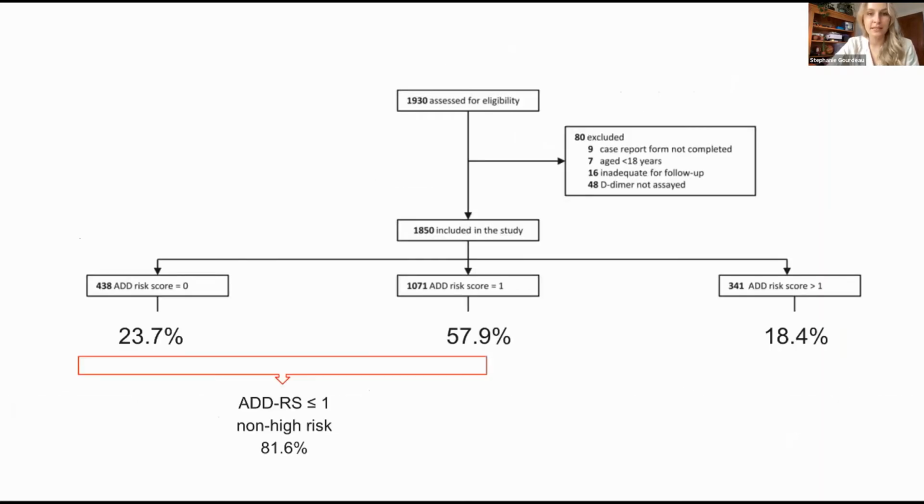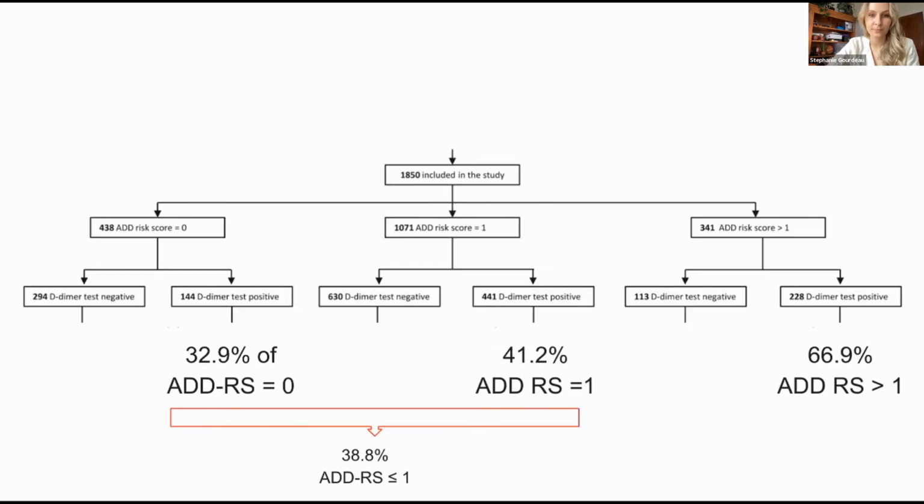Of the 1,930 patients that were assessed for eligibility, 1,850 were included in the study, as 80 patients were excluded for case report not being completed, age below 18, inadequate follow-up, or D-dimer not assayed. And among the 1,850 patients that were included, 23.7% scored 0, 57.9% scored 1, 81.6% scored 1 or less, and 18.4% scored above 1.